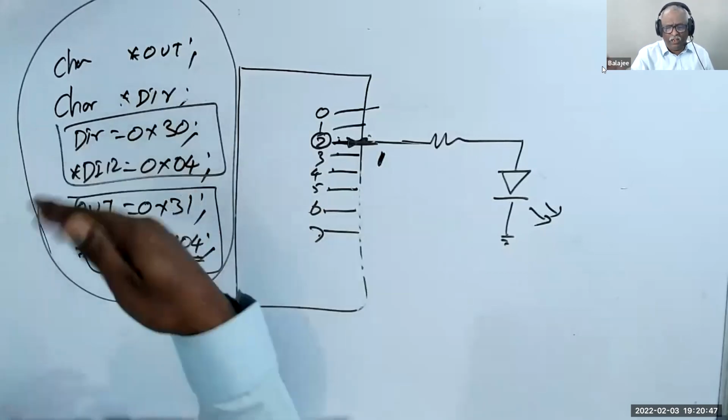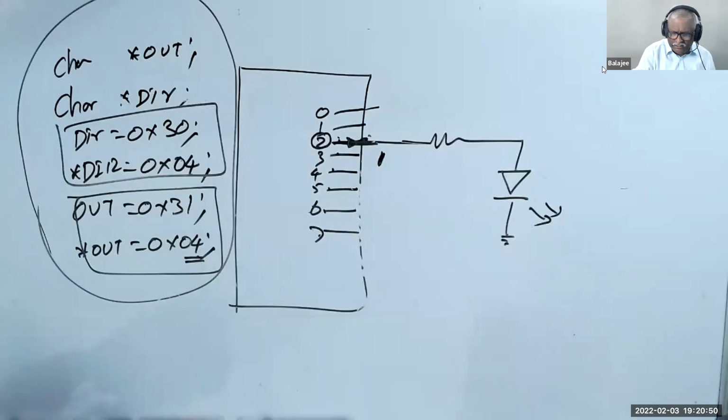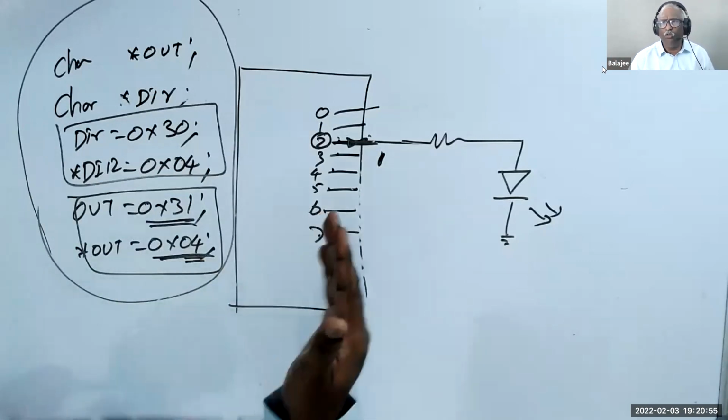Any address, you can write any value. That's a pointer. Any address, you can write any value. That's nothing more than that.